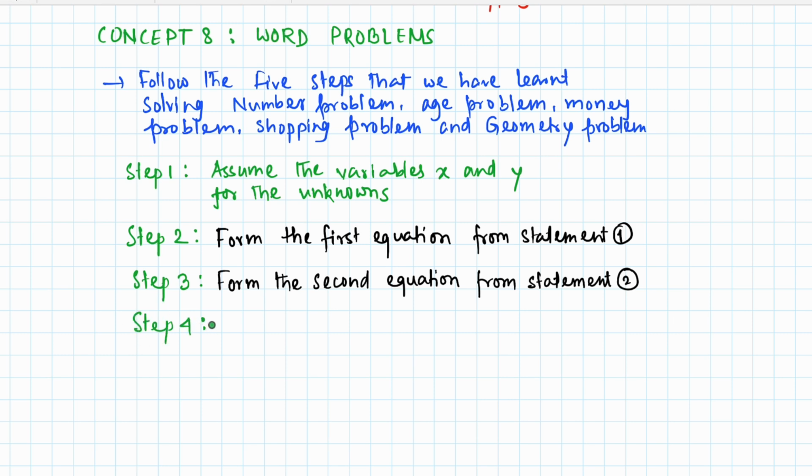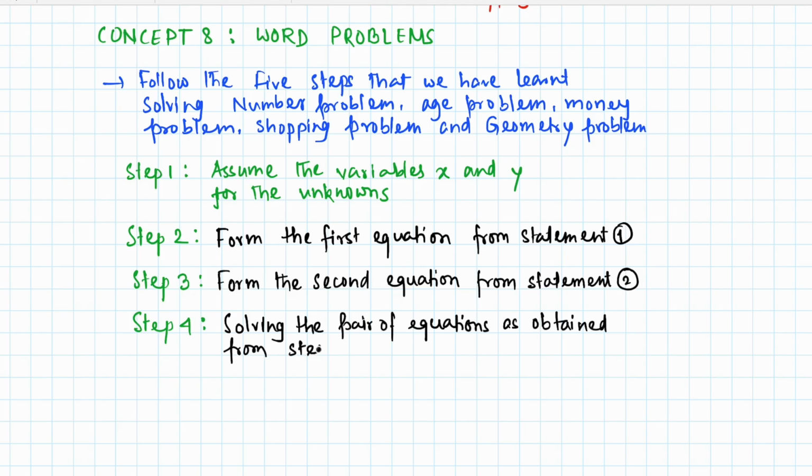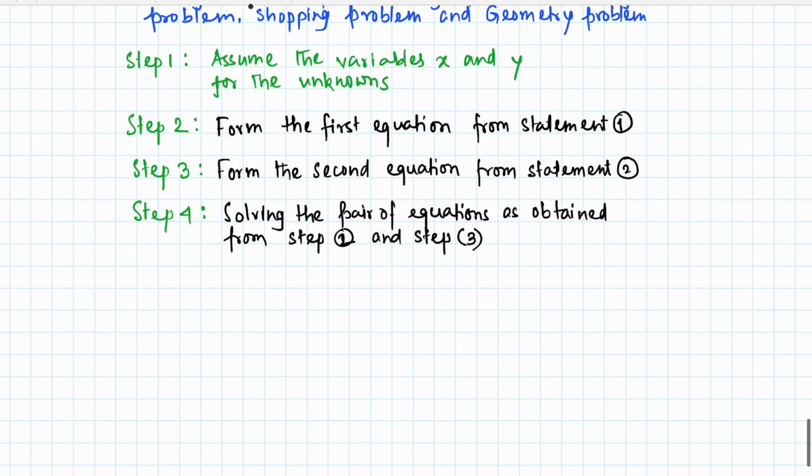Now form the first equation from statement 1, step number 2, step number 3, form the second equation from statement 2. So you have to break the whole problem into 2 statements. Each of the statements will help to find each of the equations, first equation, second equation. Then step 4, solving the pair of linear equations as obtained from step 2 and step 3.